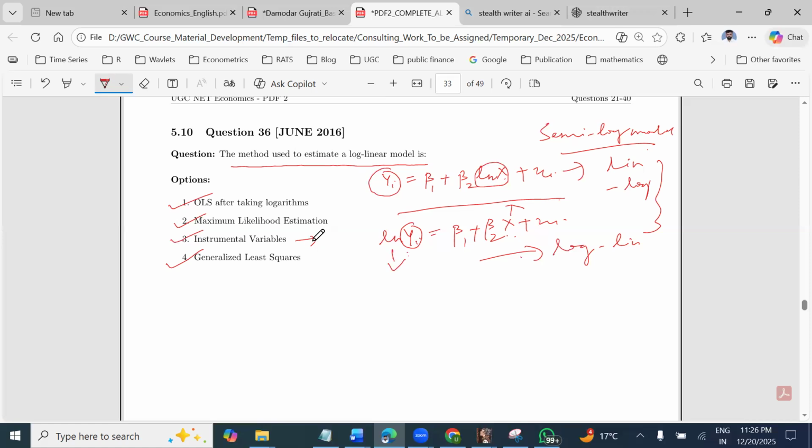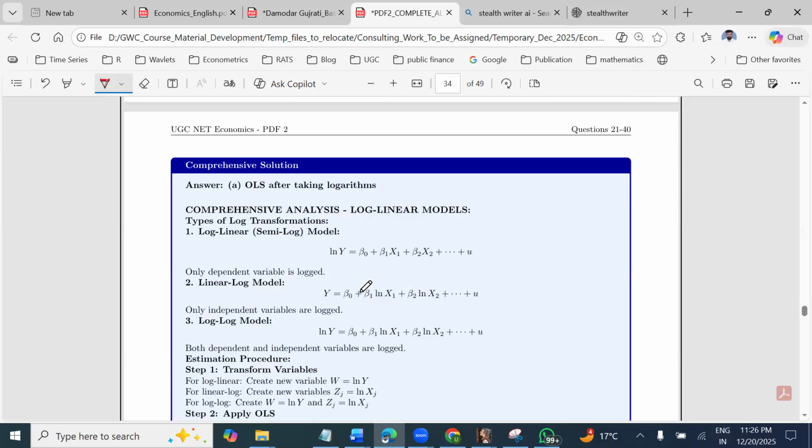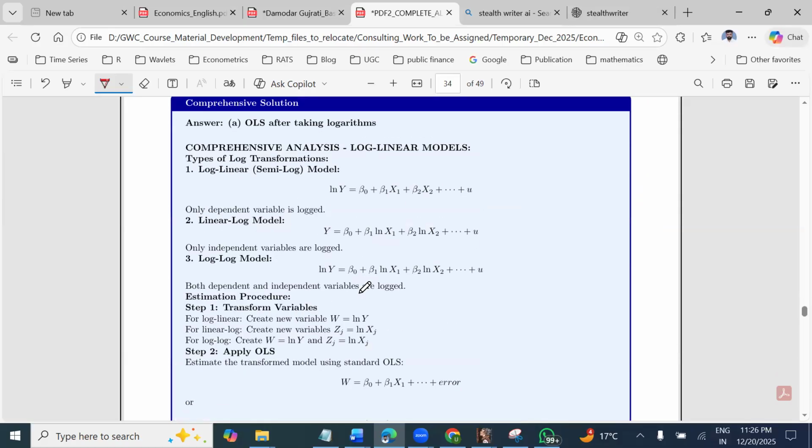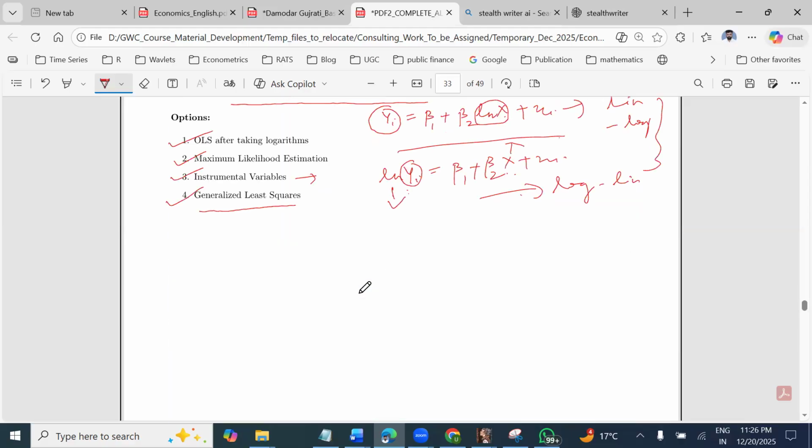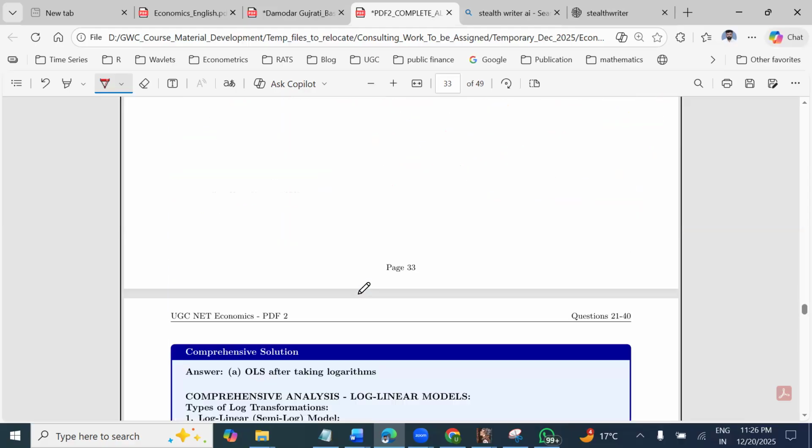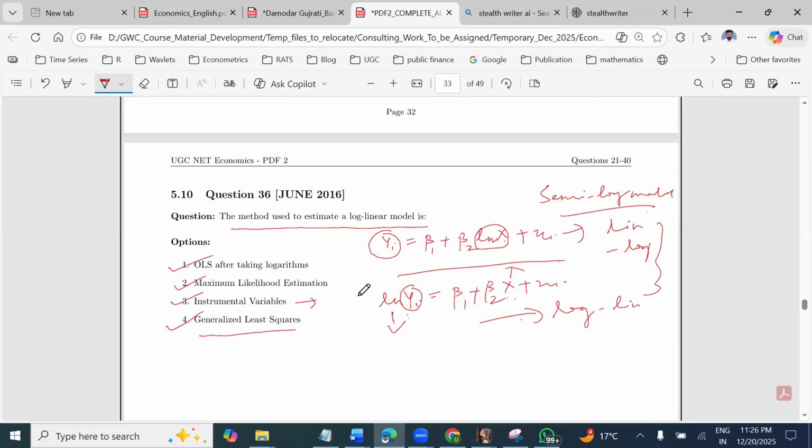You have forgotten. Okay. Sir, endogeneity will do. No, that is not a method to estimate. There is a note. I think you have not gone through the notes. Okay, I will come to that. Which method? So what is the answer? OLS after taking logarithm. Can you check, Sangeeta? Is this the correct answer? OLS after taking logarithmic? 1 minute, sir.